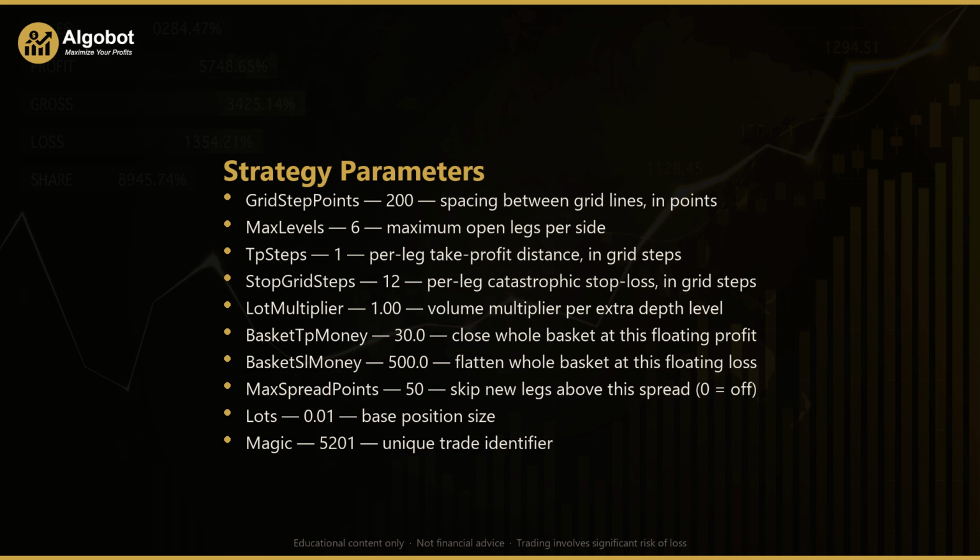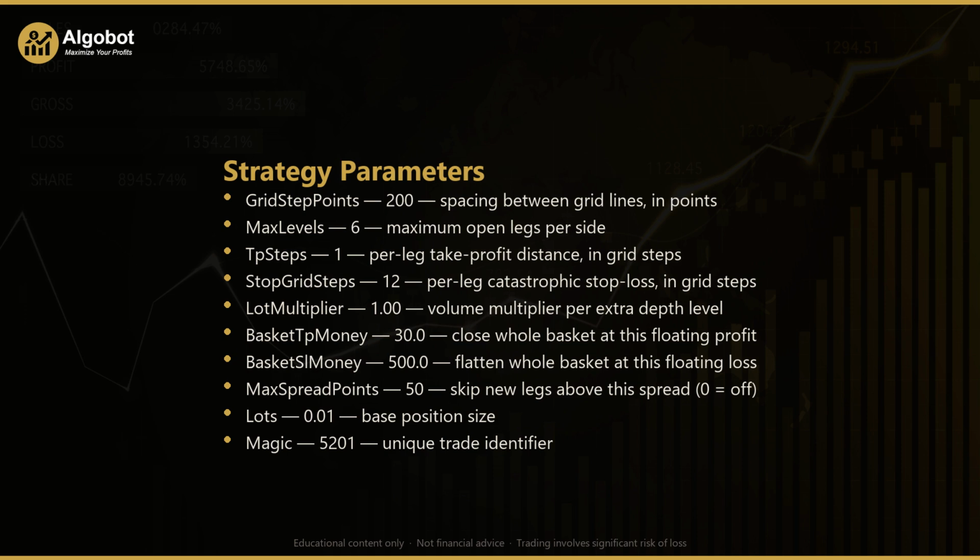Stop grid steps, defaulting to 12, sets the catastrophic stop-loss distance the wrong way. It is deliberately far, so normal noise does not hit it, but it still prevents a single leg from running forever. Lot multiplier, defaulting to 1.0, scales the volume of deeper legs. Left at 1, you get a flat, non-martingale grid, which is the more conservative choice. Raising it makes deeper levels larger, which increases risk quickly, so handle it with great care.